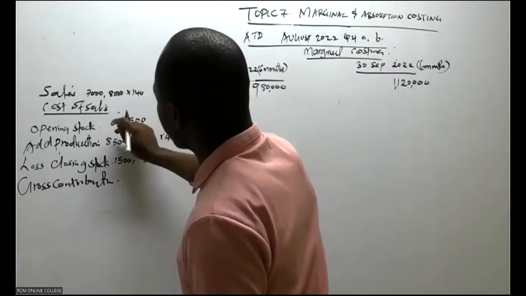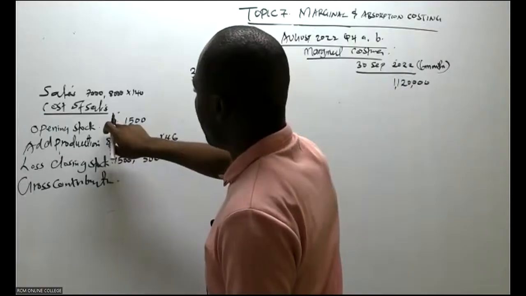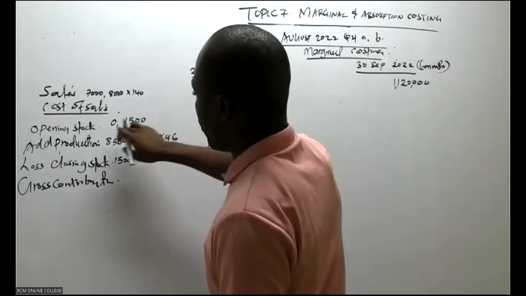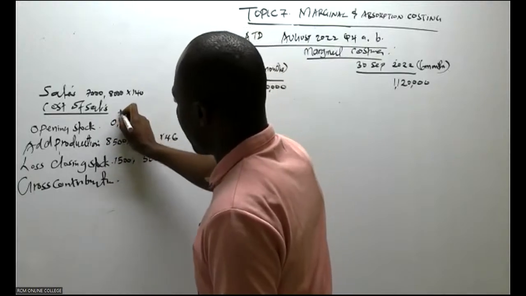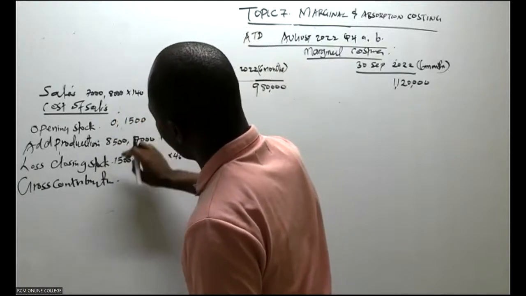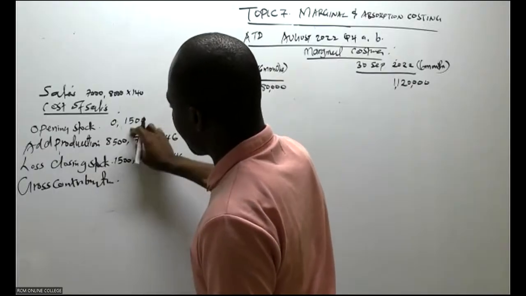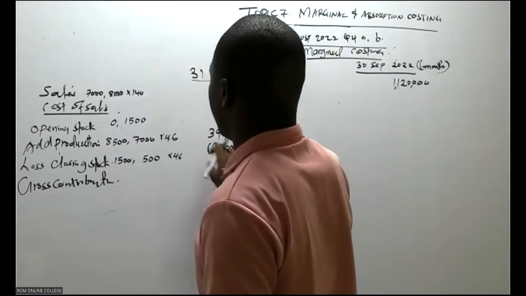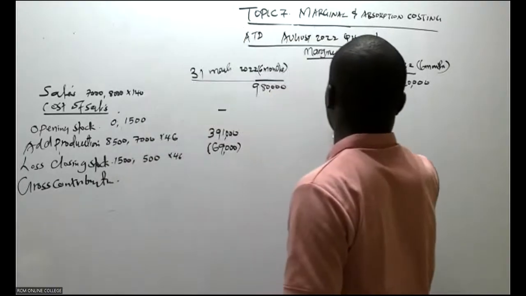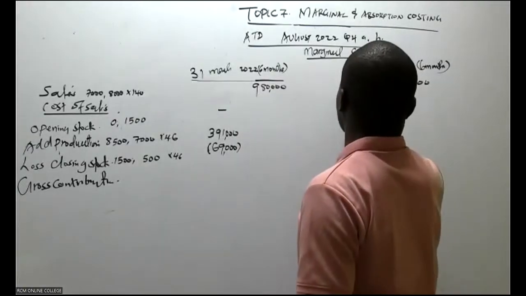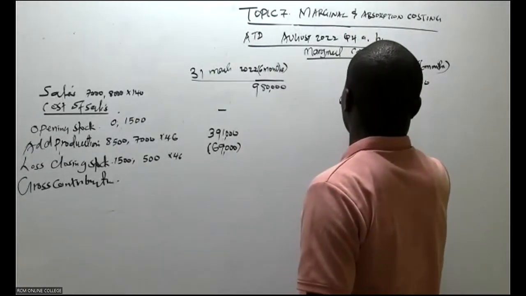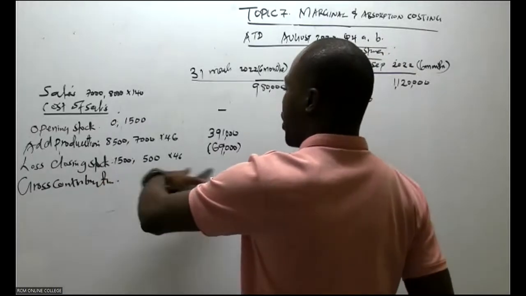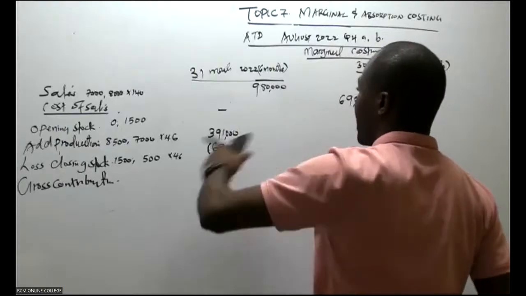In most cases, the examiner will give you the units and the cost per unit, or just give you the value and the units. Here, we are forgetting about this one, but the 1,500 is the same one. So this 1,500, we multiplied by 46 to get 69. It means our opening here will be the same amount, but now with a different name. If it is closing, we deduct it. If it is opening, we add it.